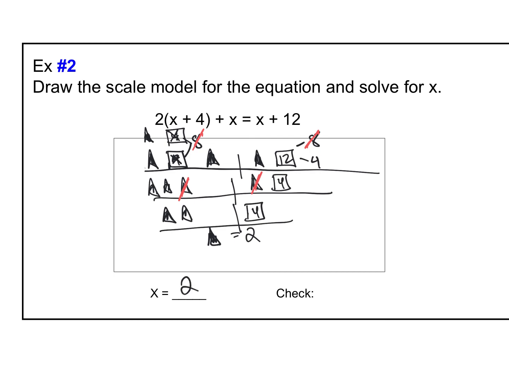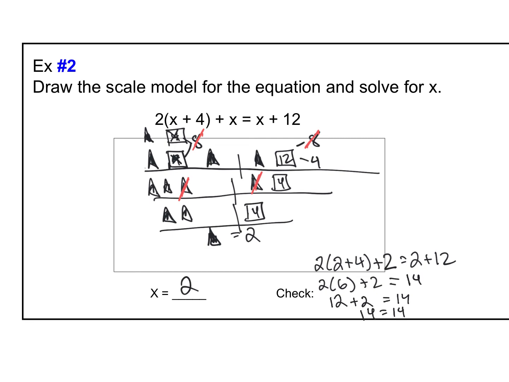And just going through that process of the check, so it's 2 times the quantity of x plus 4, so x is 2, plus an additional x, which is 2, is equal to 2 plus 12. Parentheses first, this becomes 2 times 6 plus 2, is equal to 12 plus 2, which then turns into 14.